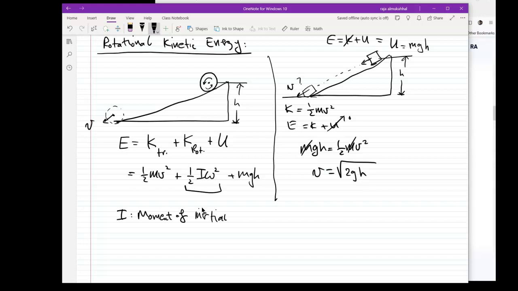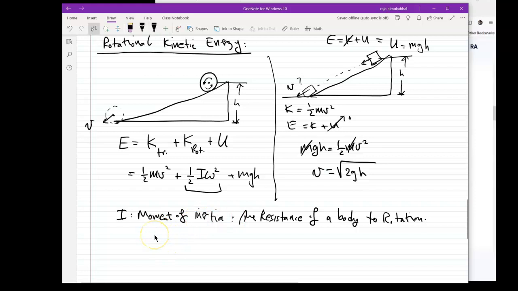Okay, the moment of inertia. What is the moment of inertia? Moment of inertia is the resistance of a body to rotation, or let's say rather, to change in rotation, or to rotation. Let's just keep it simple. Okay?